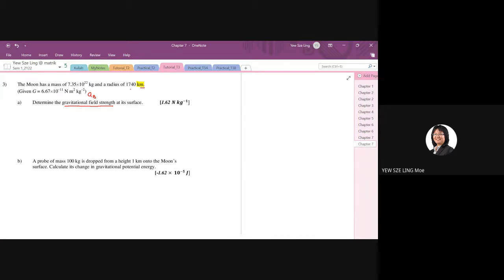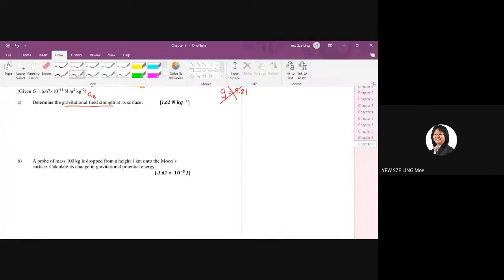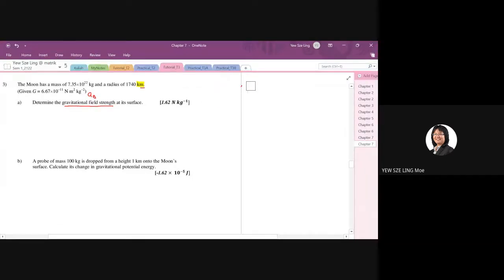Some books like to use the symbol g, but for me, I like to keep the symbol ag. Why? Because when you use g, in your mindset you already think it is always equal to 9.81, which in fact is not. It depends on the planet. So for me personally, I like to use ag so that you won't get confused between ag and g. Some of the books like to use g. It doesn't mean that they are wrong. They are correct as long as you put a subscript.